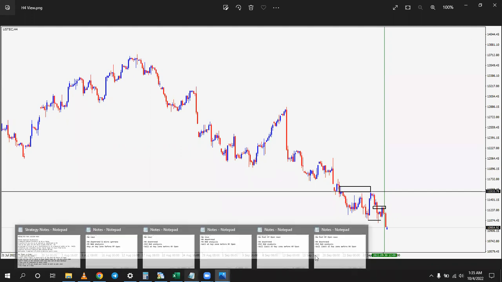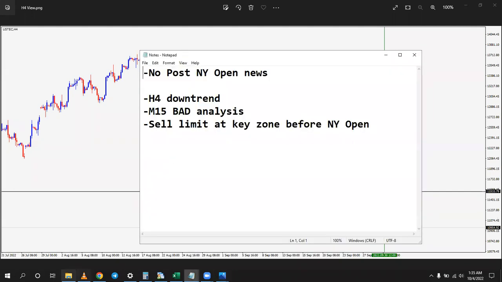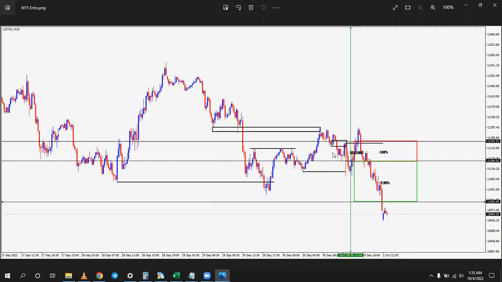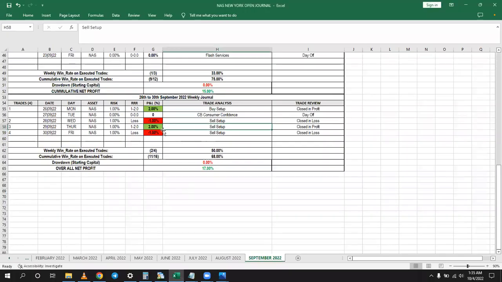Then M15 presented to us a setup, right? But now notice we had the breaker approach of price. But now if you notice, price didn't respect the zone, right? It just spiked up and took us out. Yeah, so that is why we closed in a loss.